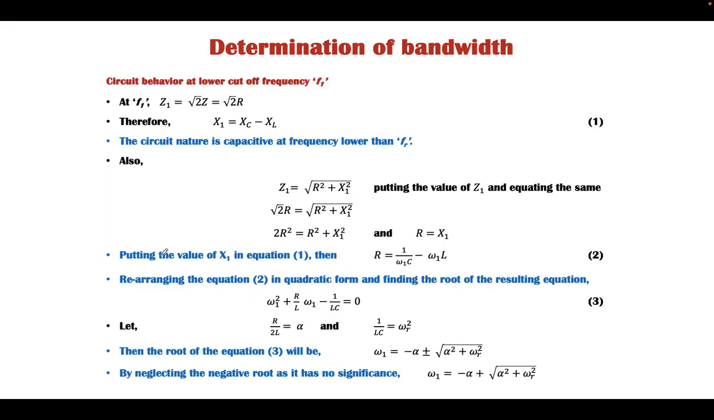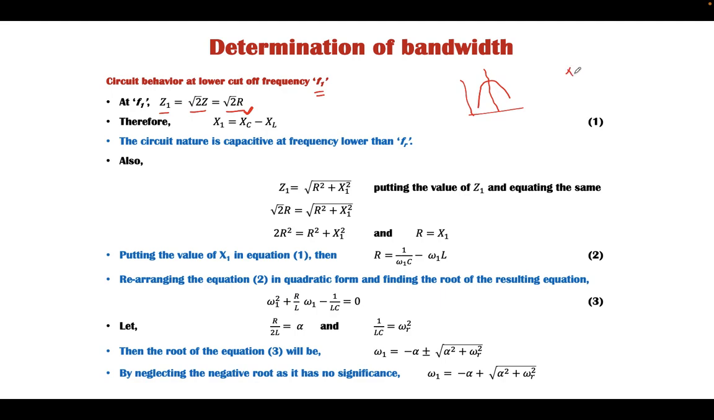Now we can determine the bandwidth. Considering the lower cutoff frequency f1, at f1 we know Z1 is equal to root 2 times Z, or root 2 times R. At the lower cutoff frequency, at a frequency less than the resonant frequency, the circuit will be more capacitive because XC will be more and XL will be less.